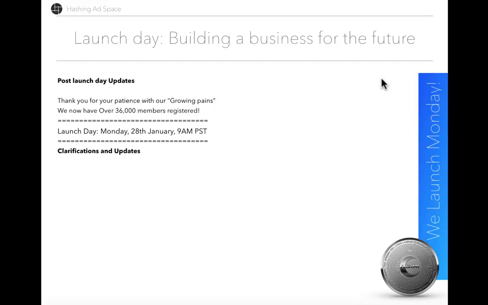So we have set our launch day. We are ready to launch Hashing Ad Space, and at that time everything becomes real and you can get in there and use Hashing Ad Space as you choose. It is a very exciting moment, something that I've been waiting for a very long time. So the date is set and we're going to cover what that will mean. We'll go through a couple of clarifications in this video and a couple of updates. So please watch all the way to the end. I'm sure this will be very helpful information for you moving towards the launch.